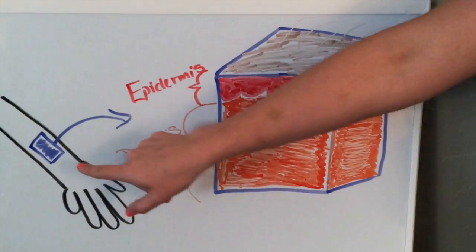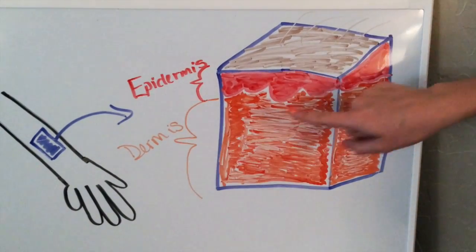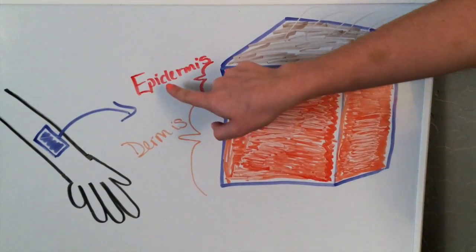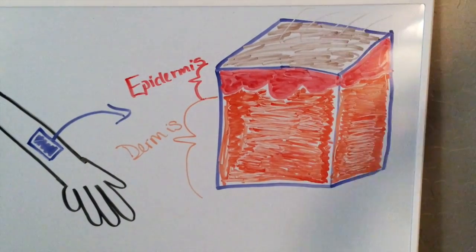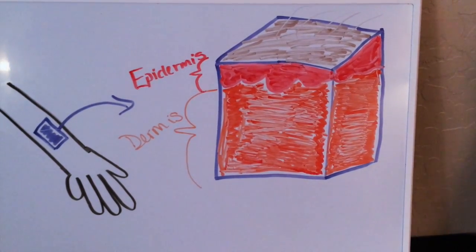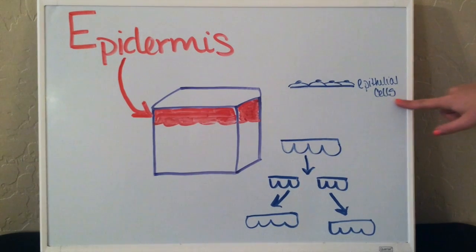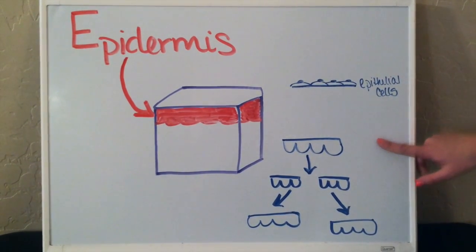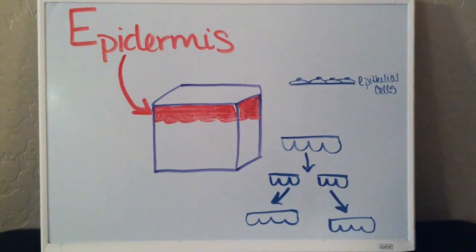The skin is composed of two layers, the orange representing the dermis, the red representing the epidermis, and the brown part representing the visual layer of your skin. First, we will discuss the epidermis. The epidermis is composed of epithelial cells and can regenerate itself or grow new tissue if it ever becomes injured.